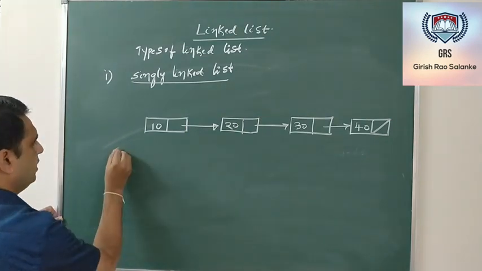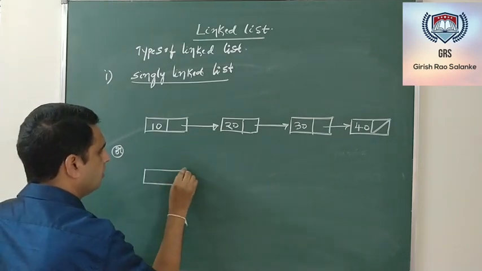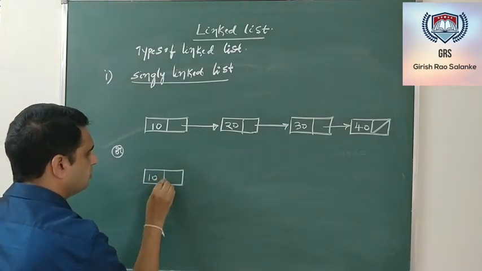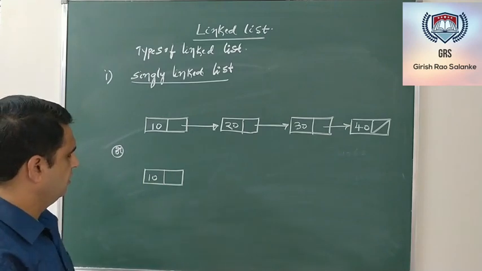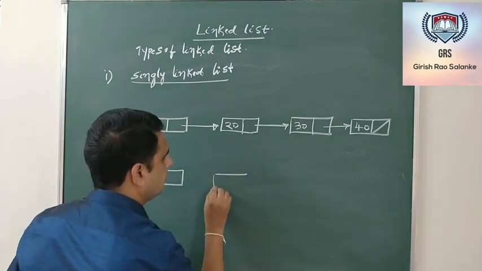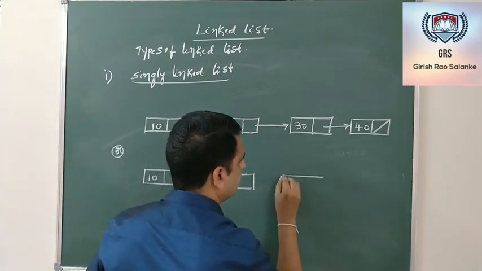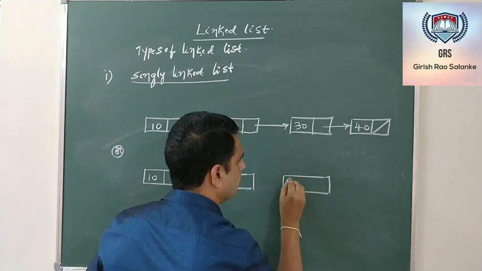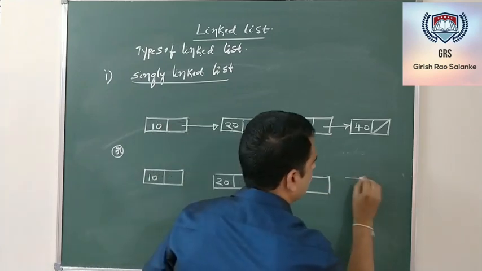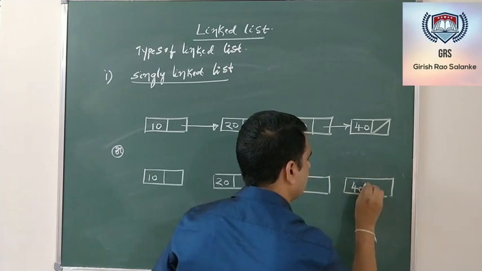Now, we can even write this particular diagram something like this. Assume that this is my first node wherein the data 10 is stored. This is my second node wherein data 20 is there. This is my third node wherein data 30 is there. And this is my fourth node wherein the data 40 is there.